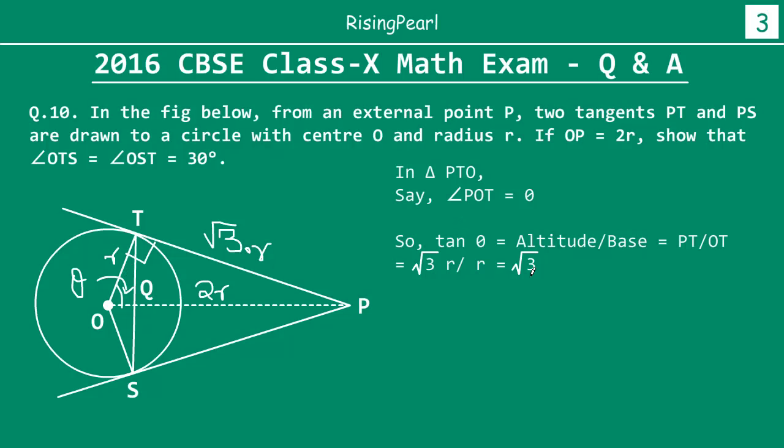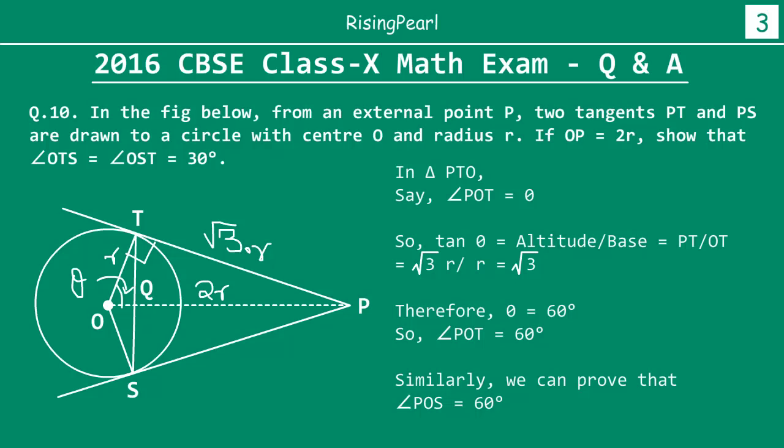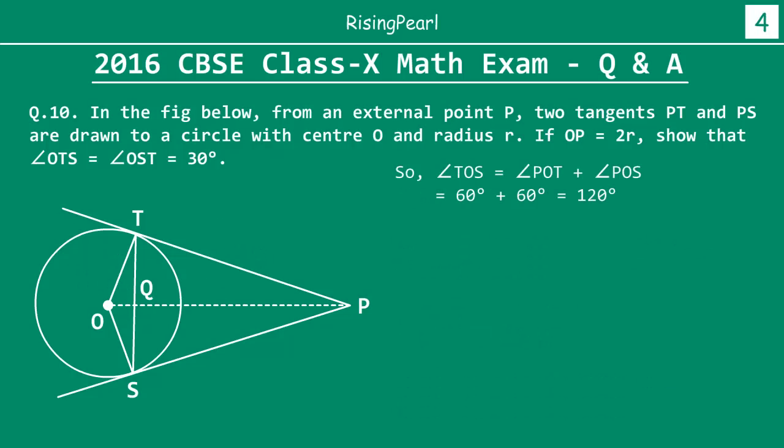So if tan theta is root 3, then what does it tell us about theta? Well, clearly theta is 60 degrees. So theta is 60 degrees, that means angle POT is 60 degrees. So if POT is 60 degrees, similarly, we can prove that this angle POS also is 60 degrees. So now we have these two angles, theta plus theta, 60 plus 60. So angle TOS, this big angle, is equal to POT plus POS. And if each one is 60, then it will be 60 plus 60, 120 degrees.